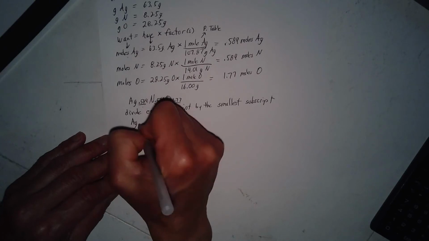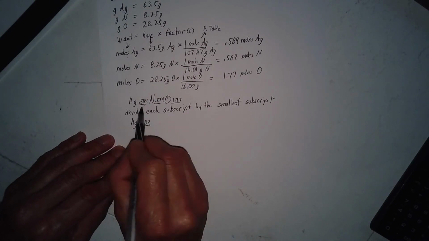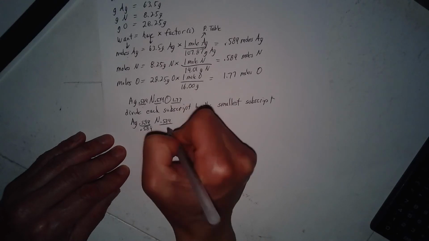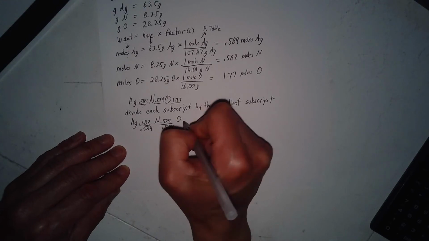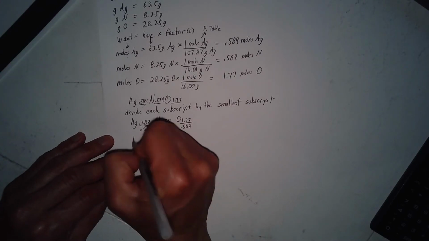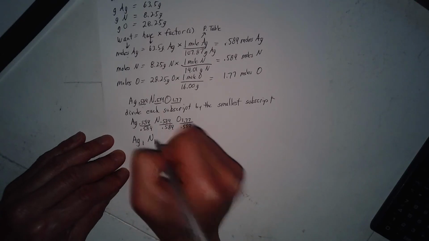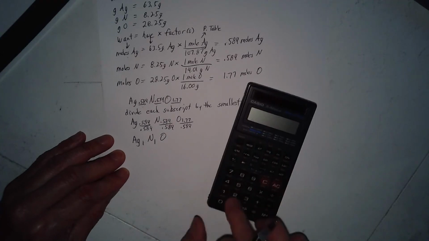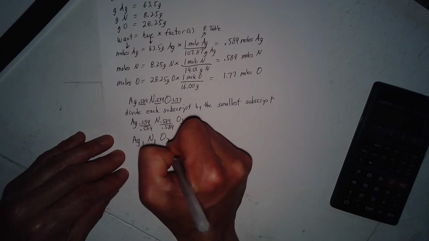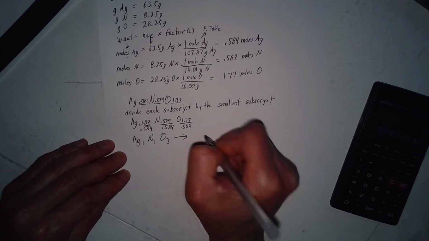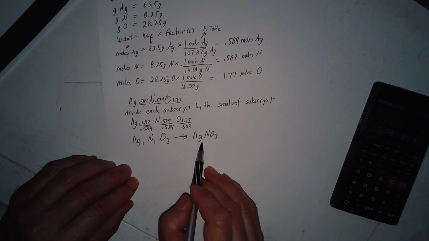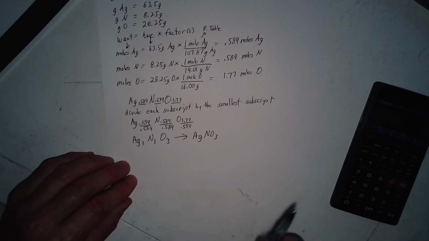So then we have Ag 0.589 divided by, and the smallest subscript is 0.589. We have N 0.589 divided by 0.589, and we have O 1.77 divided by 0.589. And so if we do the calculation, silver comes out to be 1, nitrogen 1, and oxygen comes out to be 1.77 divided by 0.589, which comes out to be, wow, 3.00. Okay, and to clean this up, we don't need the ones there, they're understood. AgNO3. So this is our simplest formula, a 1 mole to 1 mole to 3 mole ratio.